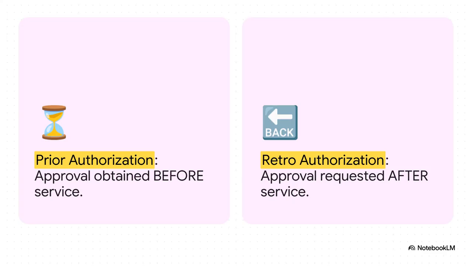So at its core, an authorization is really just the process of getting a yes from the payer to provide a certain service. But the timeline is literally everything here. A prior authorization, or pre-auth, means the healthcare provider got that approval before the patient actually received the service. On the flip side, a retroactive authorization, which we usually just call a retro-auth, means you're asking for that approval after the service has already been provided. You definitely want to keep this timeline straight because it completely dictates your next steps.